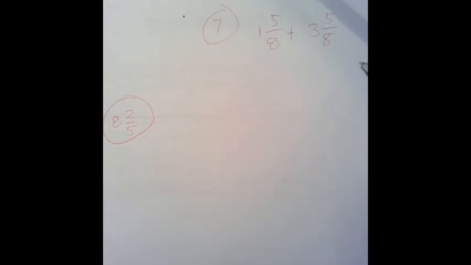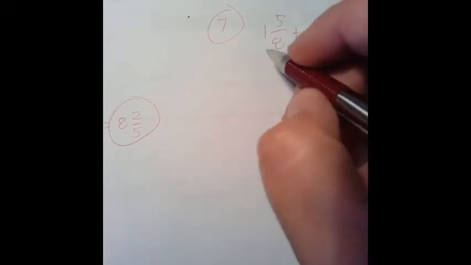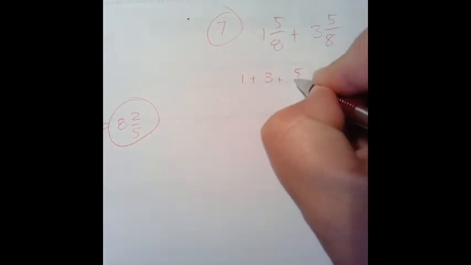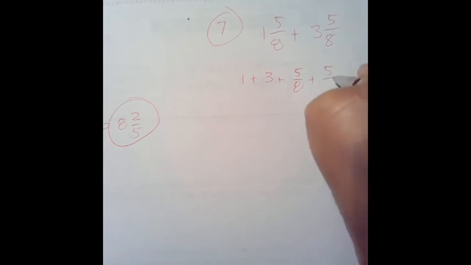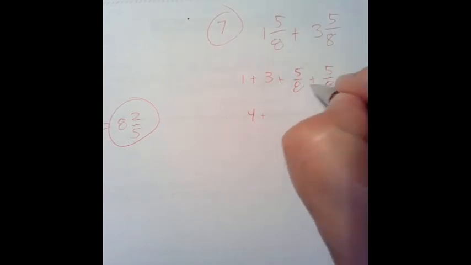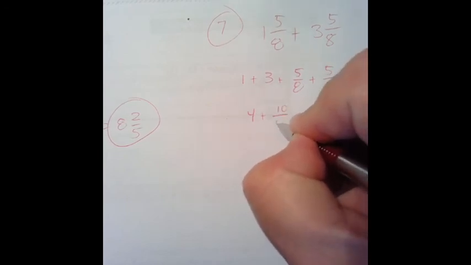8 and 2/5. And over here we have 1 and 5/8 plus 3 and 5/8. So I'm going to again clump my whole numbers. So 1 plus 3 and 5/8 plus 5/8. 1 and 3 is 4. 5/8 and 5/8 would be 10/8.